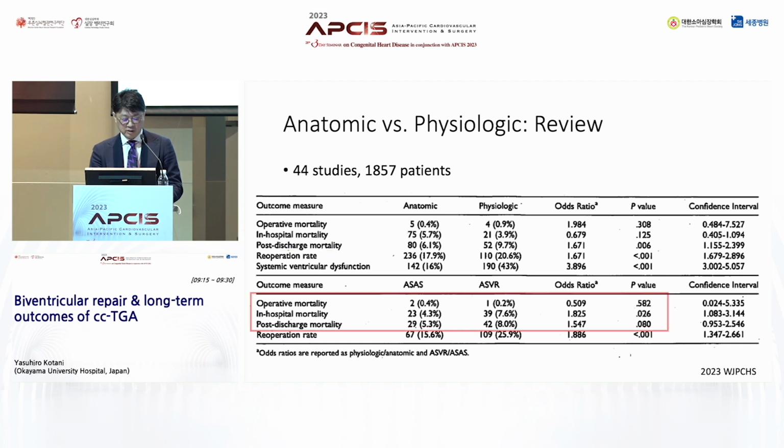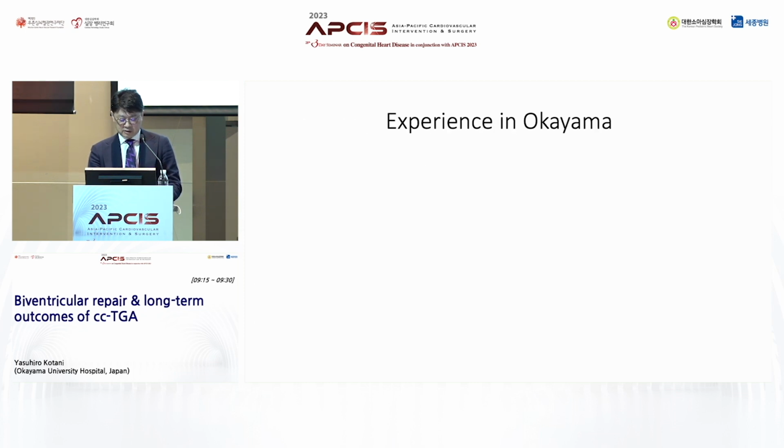When looking at the type of surgery, there was no difference between the Senning-Jatene and Senning-Rastelli type operation. On the contrary, the reoperation rate was much higher in the Senning-Rastelli group. So it is important to note that we may not want to compare these types of surgery because the underlying diagnosis is completely different. So I'd like to show our experience in Okayama University Hospital.